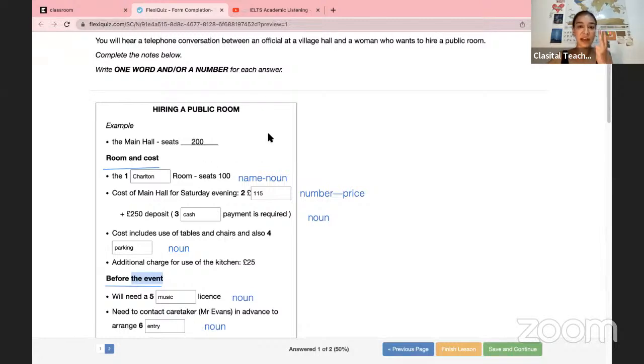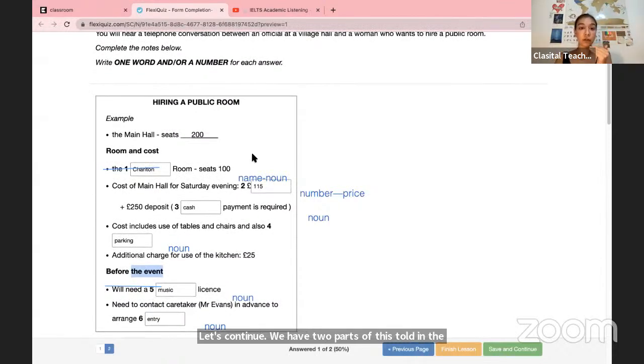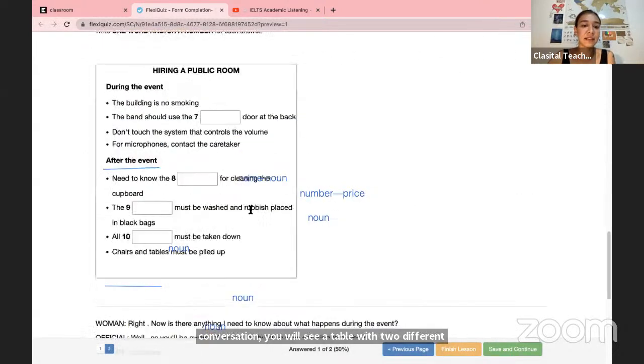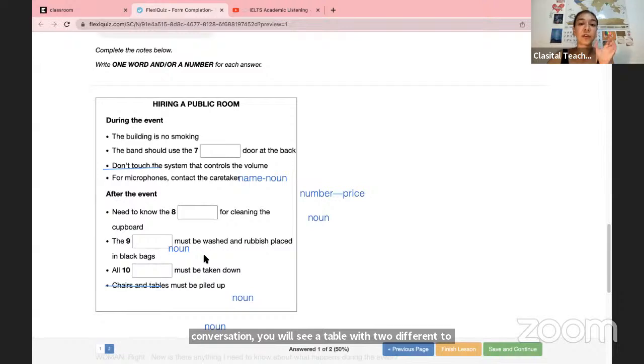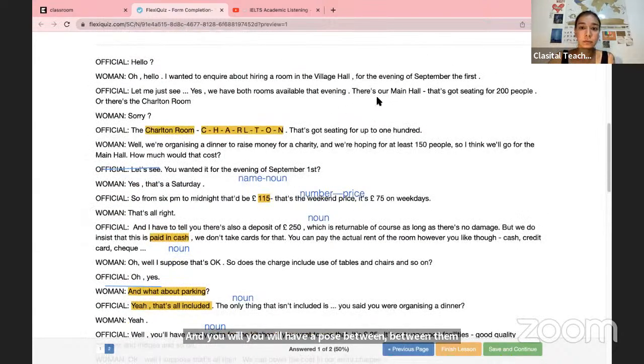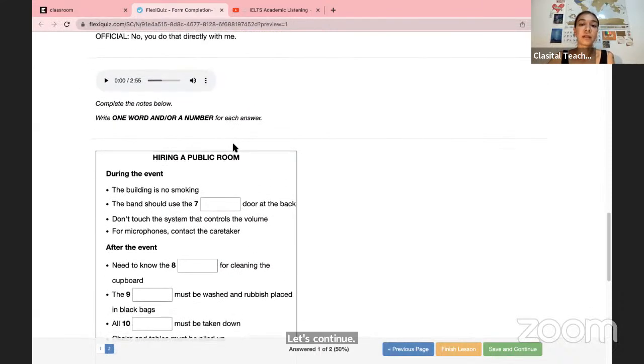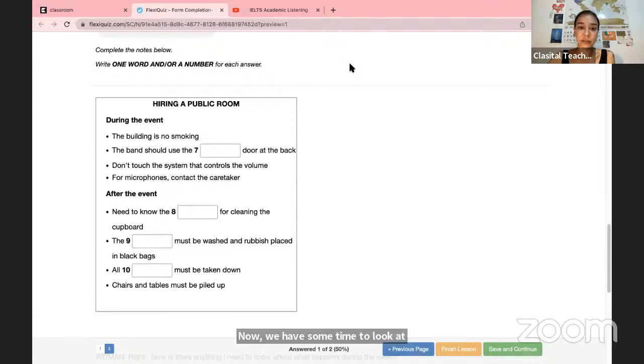Let's continue. We have two parts of this talk. In the exam, it will be like this too. If it is a long conversation, you will see two different tables like this, and you will have a pause between them to look at other questions. Let's continue. Now we have some time to look at other questions. Questions 7 to 10.